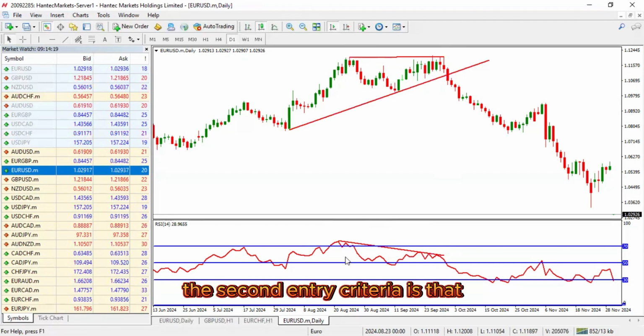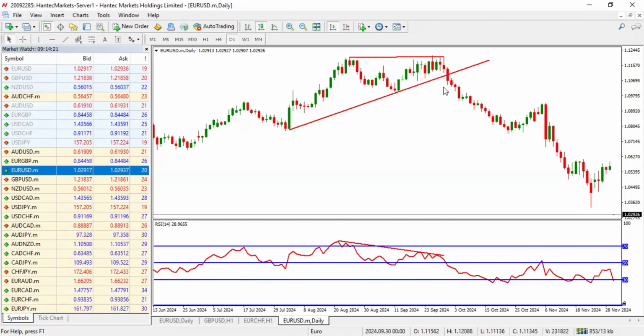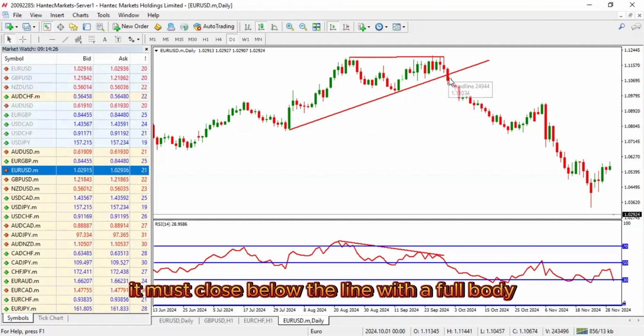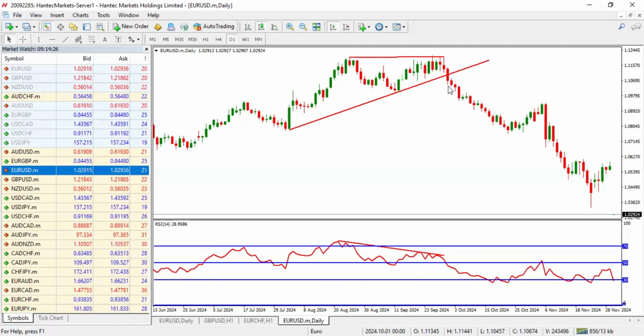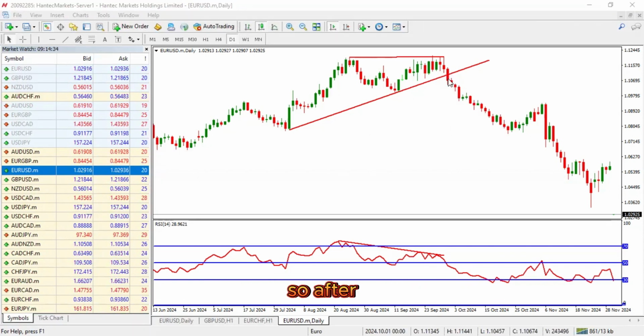The second entry criteria is that the divergence must happen in an area of overbought. So if you look, this is an overbought region because this RSI is touching 70. And the last entry criteria is that the candle that will break the trend line must not break with a pin. It must close below the line with a full body. If you look, this candle broke this line with a full body. So when we spot this signal, the next thing we are supposed to do is take a sell, put our stop loss above the resistance, and our take profit will be 2x of the stop loss.